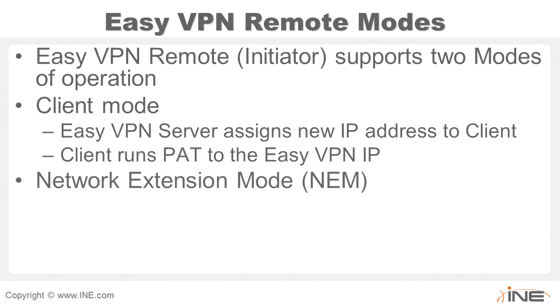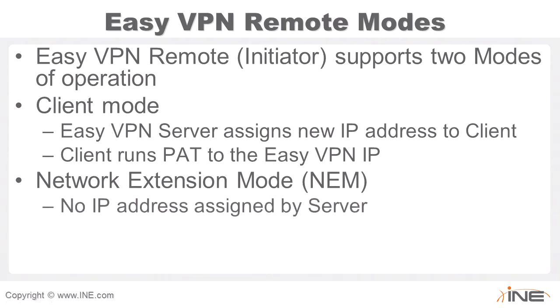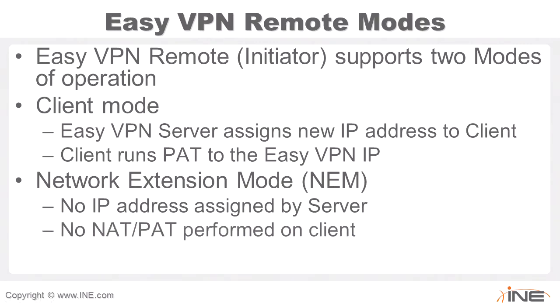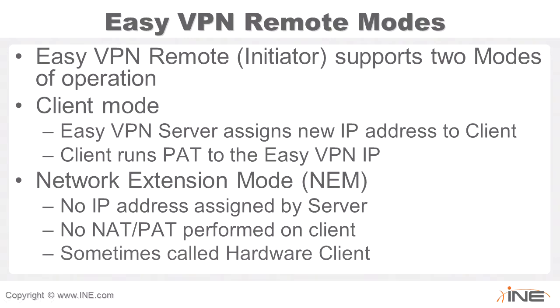Now, the second option we have is what's known as the network extension mode, or NEM. With network extension mode, the difference is that we do not have a new address assigned by the server, and the client is not going to perform network address translation or port address translation. And sometimes this type of design is called the hardware client, or EasyVPN remote hardware client, where the idea of this is that network extension mode is functioning more like a LAN-to-LAN tunnel, but yet it is still an on-demand dynamic tunnel, where the EasyVPN server is not going to initiate the connection down to the client.